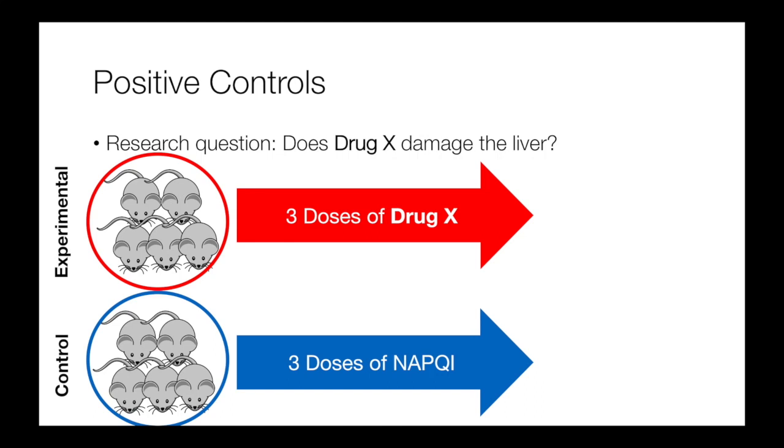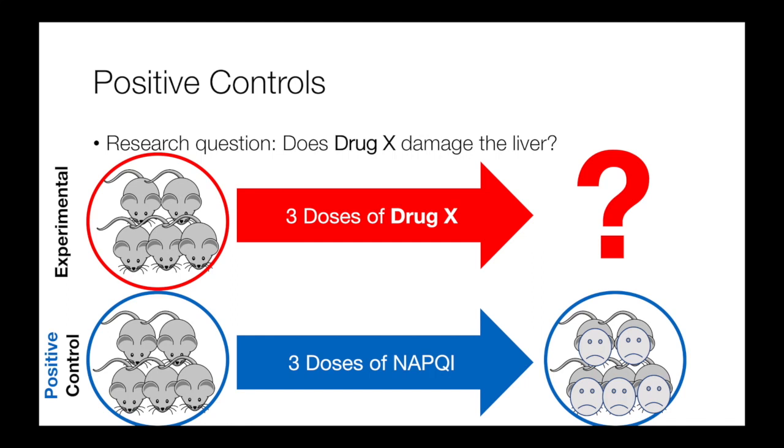Remember, I'm not looking at the cancer anymore, I'm looking at the liver. I know that NAPQI will damage the liver. While in the early experiment, I knew that my negative control would have no effect, in this experiment, I know that my control will have an effect: liver damage. Thus, it's a positive control because it will cause a previously known effect.